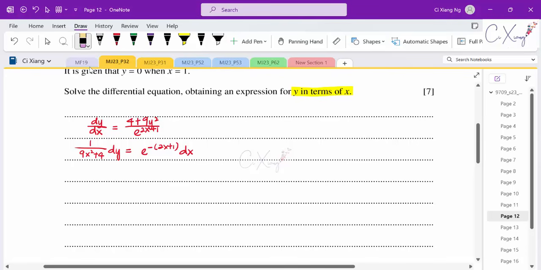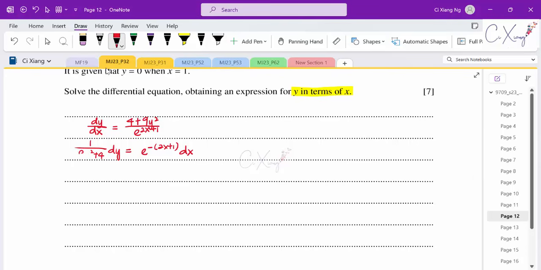Oh, I think I wrote a mistake here. There's an error. It should be 9y squared, not 9x squared. So after I separate, you can see we separated the variables clearly, all the y on the left, all the x on the right. Then we can start the integration.